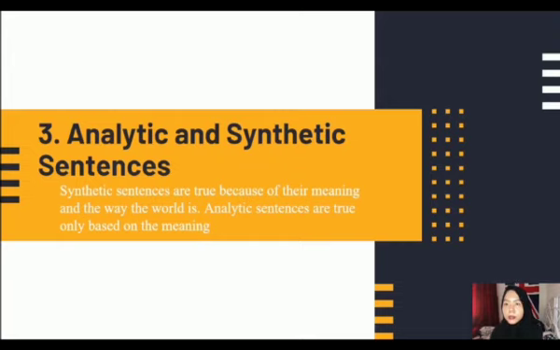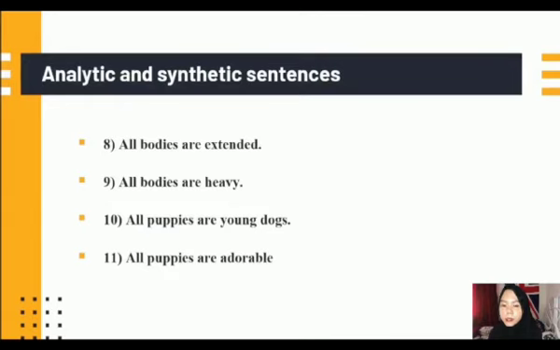because there is no necessary connection between the meanings and the parts of this element. To find out the differences between analytic and synthetic, we can use these example sentences. In example number 8, the predicate contains the concept of the subject. Meanwhile, in example number 9, the predicate is outside the idea contained in the subject.